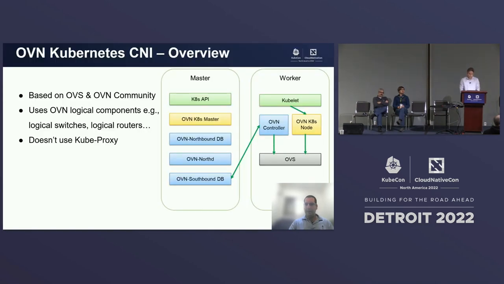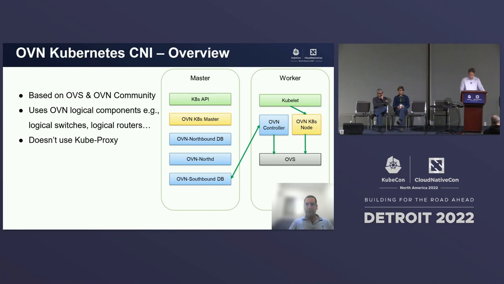In our solution, we use OVN Kubernetes CNI for the Kubernetes networking. OVN Kubernetes CNI uses OVS and OVN. OVS is an SDN virtual switch, and OVN is a project that provides abstraction with logical switches and logical routers to create a network pipeline for the Kubernetes cluster.